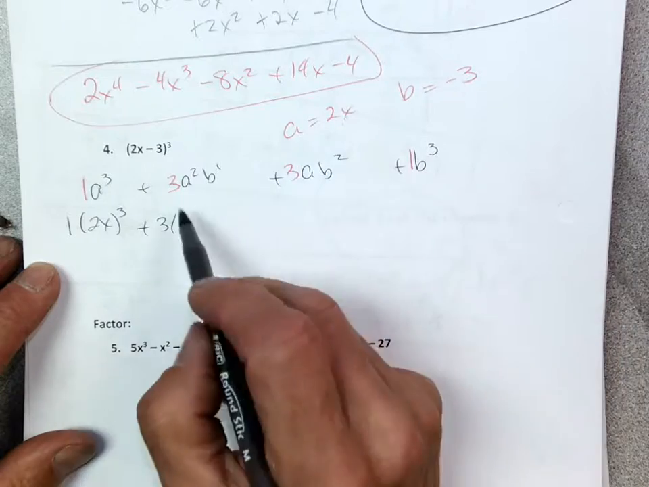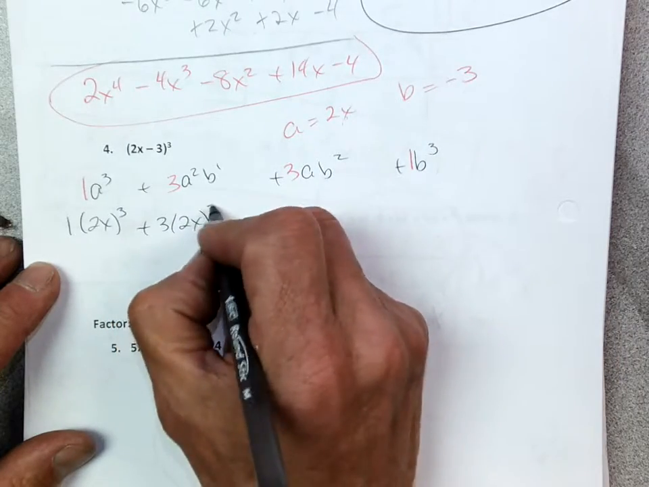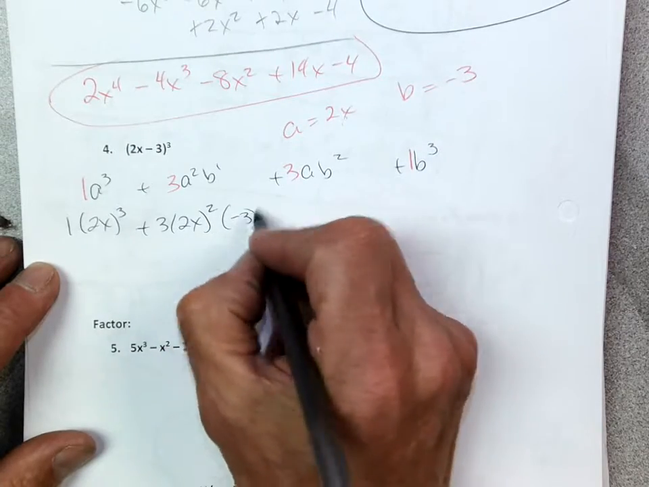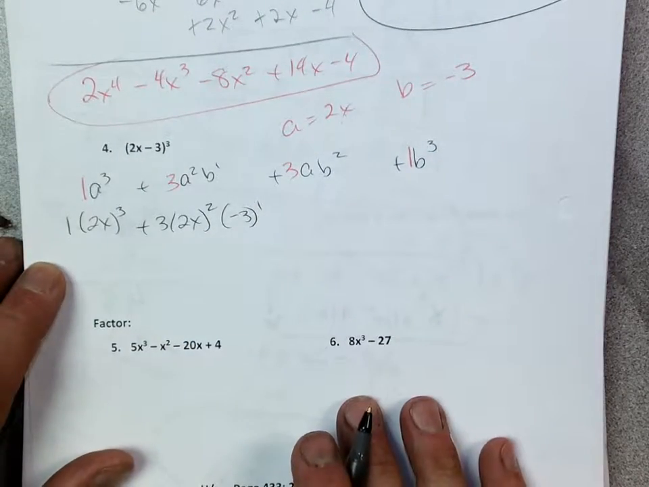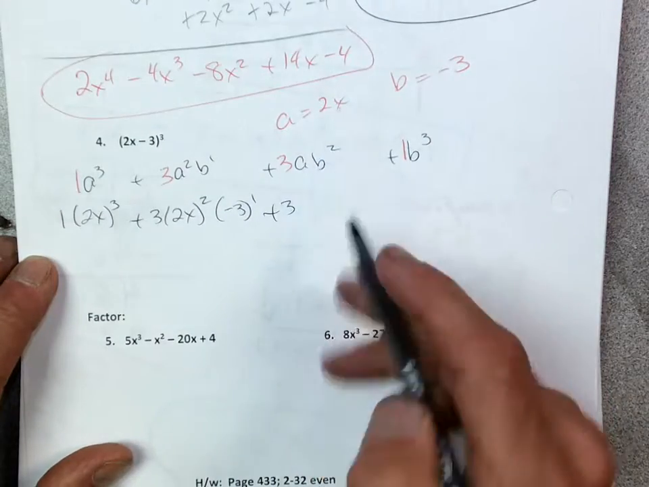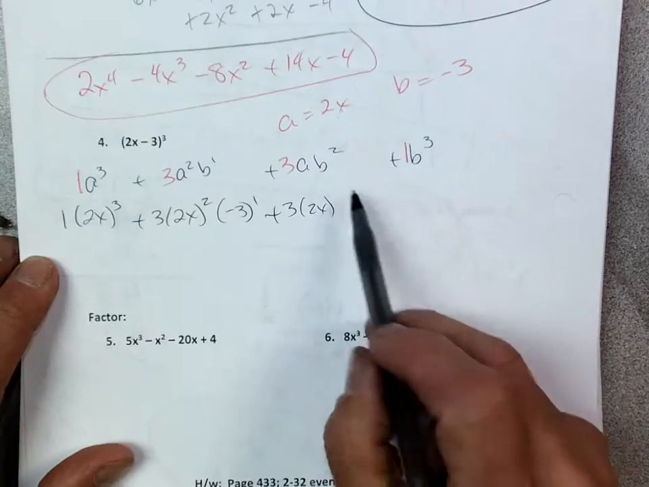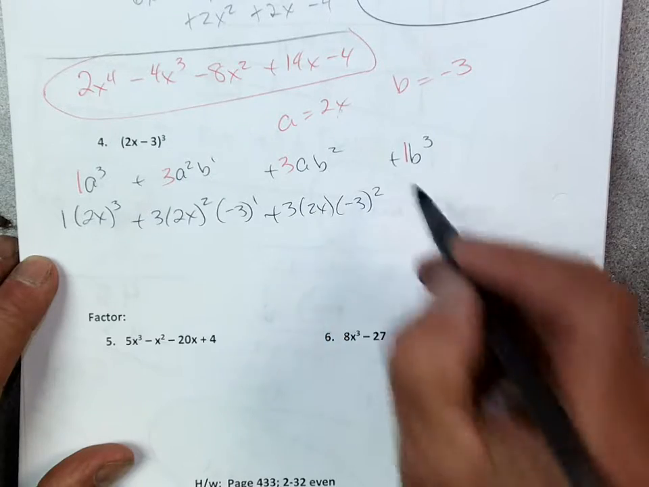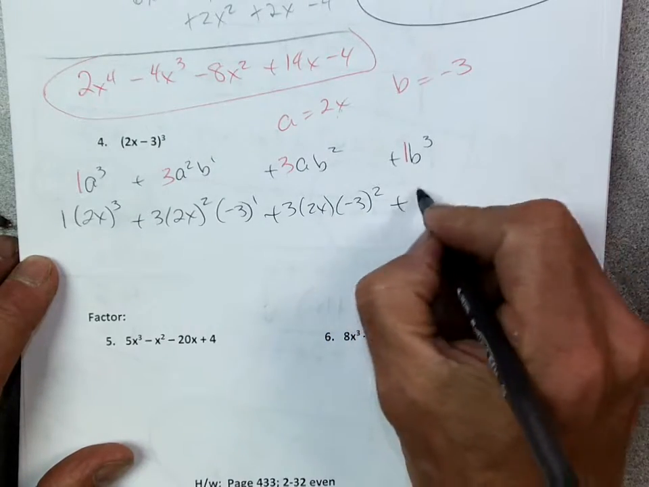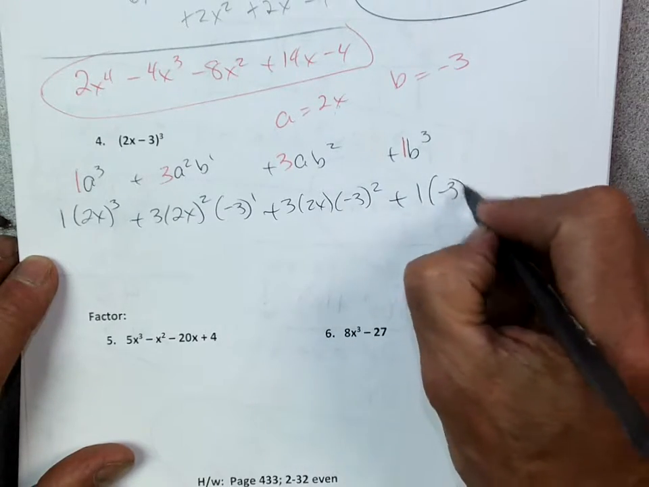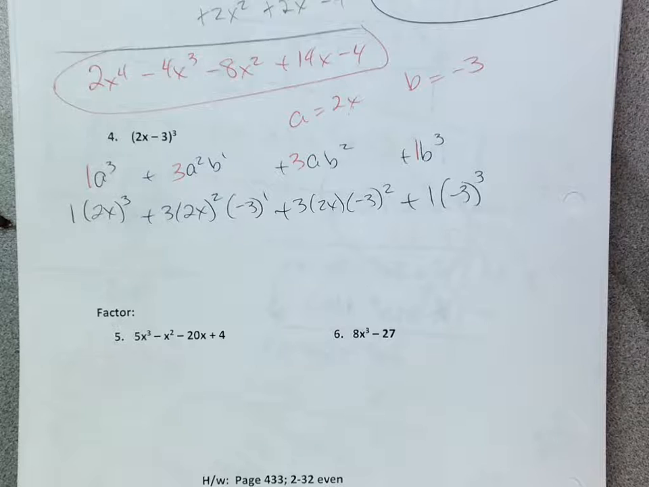Put the 2x right there, 2x to the second, right? B to the 1, so put that in there. So a negative 3 to the 1, okay? Am I going too fast? Plus 3. Now I got to put A, and A was 2x. I'll put my 2x there. Now my B squared is negative 3 squared, okay? Plus 1. I don't really need the 1, but there it is. B is negative 3, so negative 3 to the third power, okay? How am I doing? So it's a mess, but we can simplify it. We can tidy it up, okay?